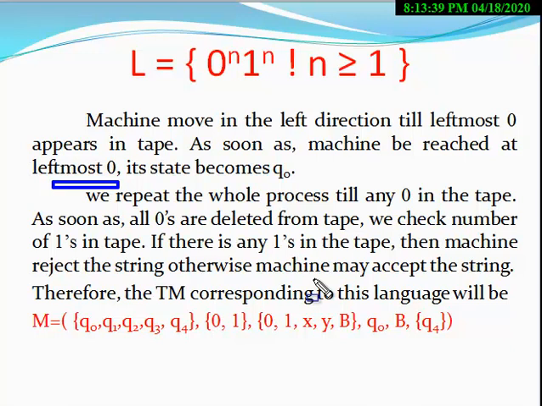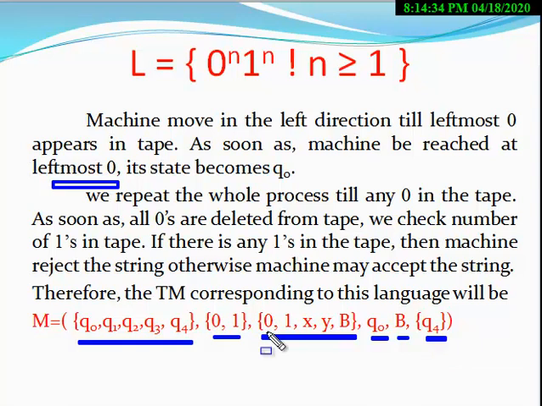Okay, now the Turing machine corresponding to this set will be constructed as follows. This Turing machine consists of the following states: Q0, Q1, Q2, Q3, Q4. The input symbols are 0 and 1. The tape symbols here are 0, 1, X, Y, B. The initial state is Q0. The blank symbol is B. We consider Q4 as the final state.